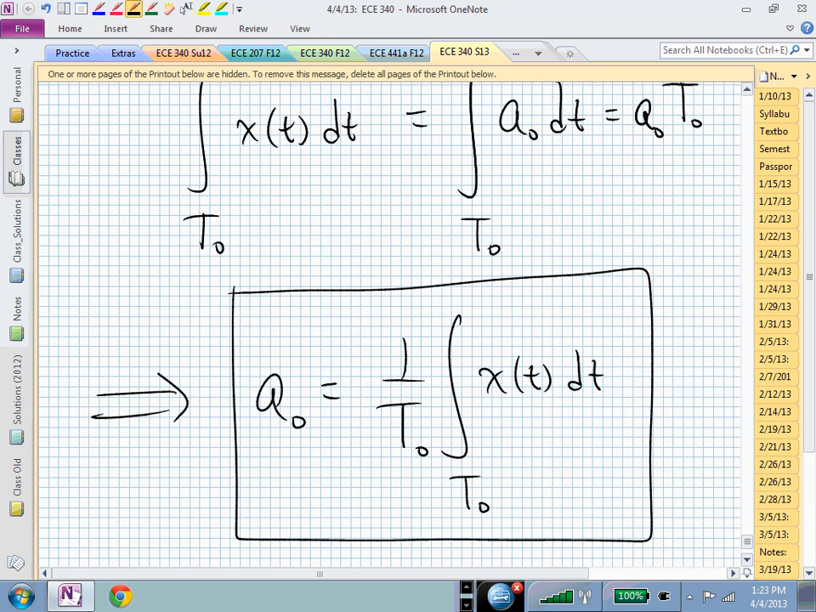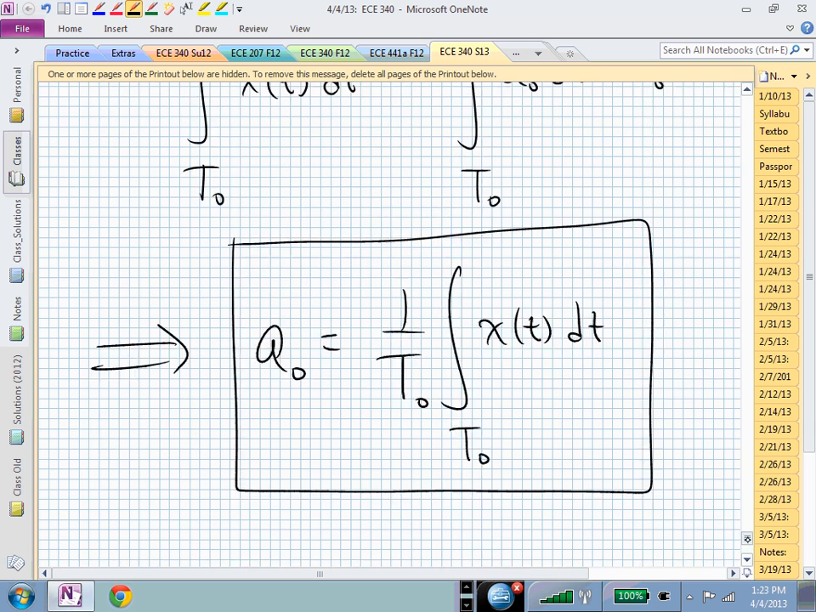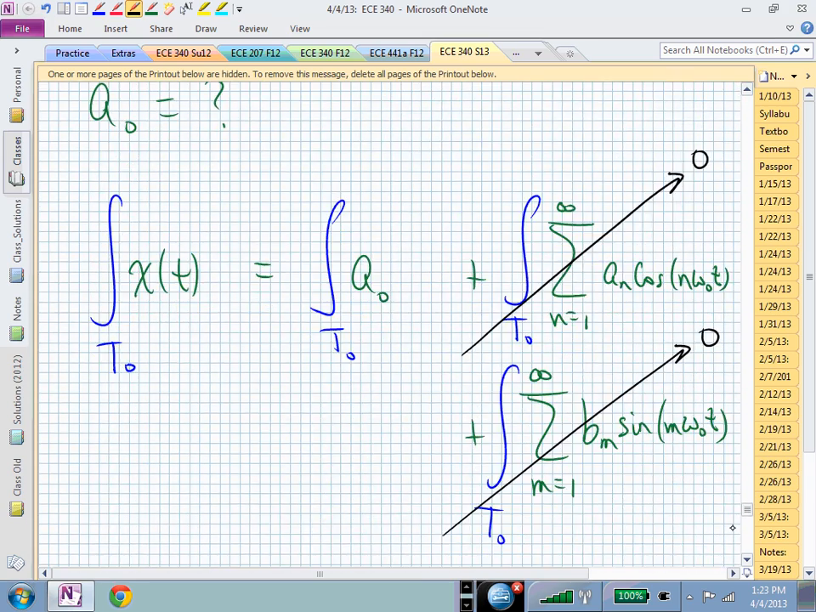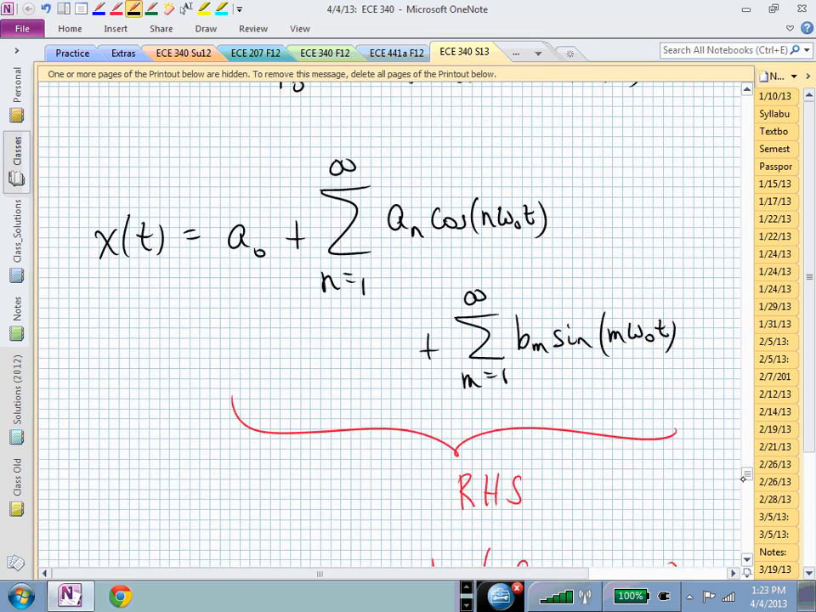What about the other a's and b's? Let's look at a1. Since we had so much fun doing a naught, let's look at a1. Here is our defining expression for the trigonometric Fourier series. Now I'm going to use some ideas that I know about sines and cosines, and in particular, when they are squared.